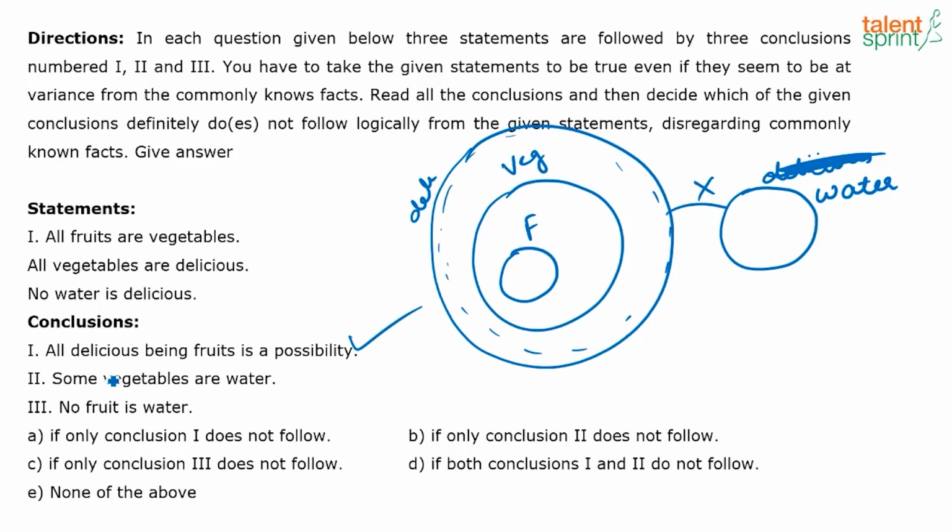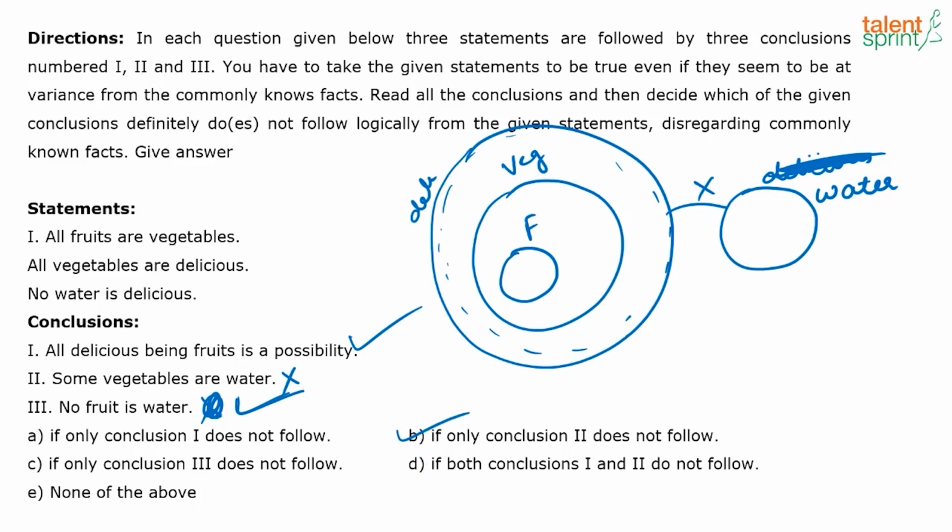Next one. Some vegetables are water. No, definitely they have given that no delicious is water, and vegetable is actually coming inside the set delicious. So some vegetables are water is definitely not true. Does not follow. Third one. No fruit is water. You can very clearly see no fruit is water. That's true. So here 1 and 3 follow, and only 2 does not follow. So the correct answer here is option B. Only 2 does not follow.